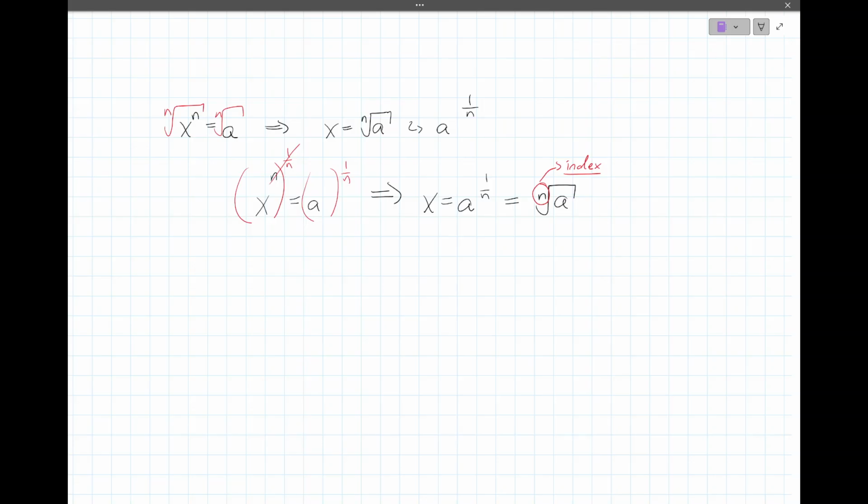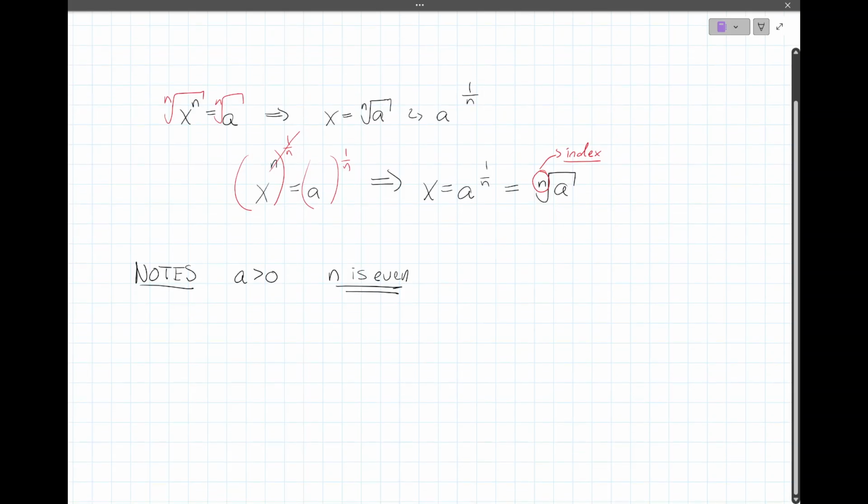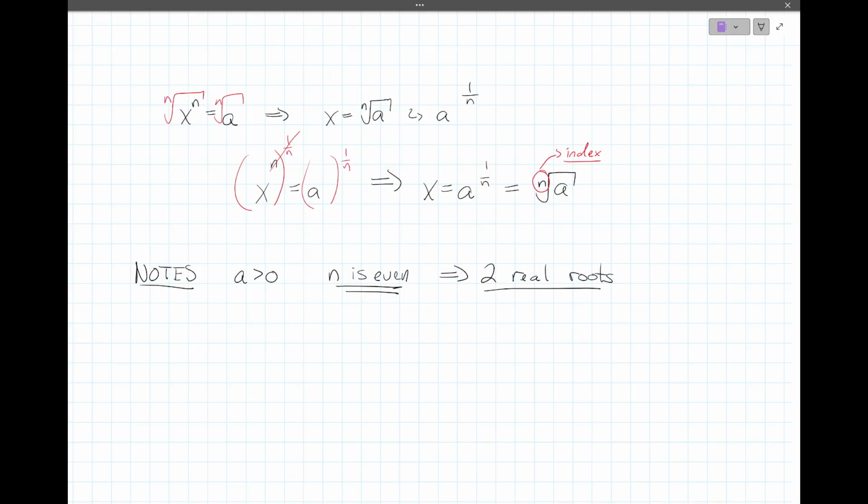Some important points to mention here. Notes, right? Some things we do want to note. One thing is I'm going to say a is greater than 0, and I'm going to say n is even, right? So we're going to have some important properties if we have even exponents. That means, together, we have two real roots. So let's put that together with some examples.